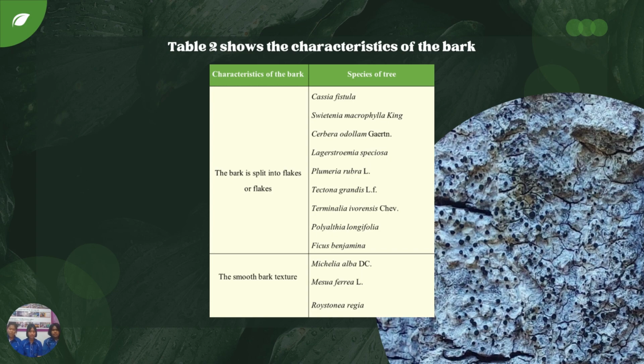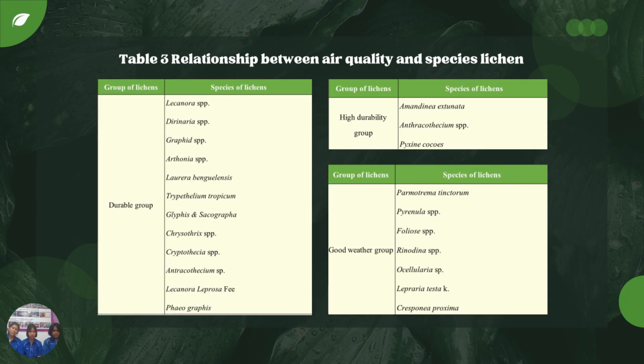Table 2 shows the characteristics of the bark. Table 3 shows the relationship between air quality and species of lichen. It was found most were highly grouped.